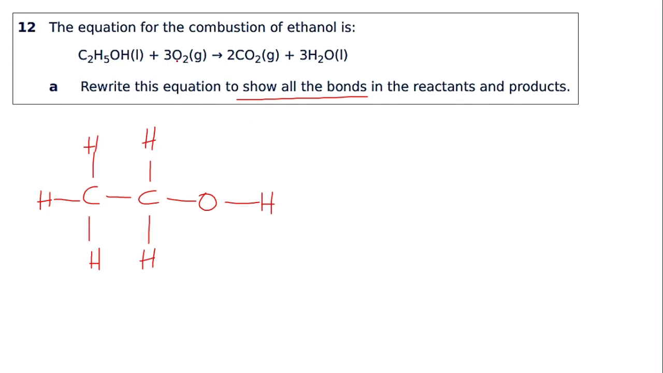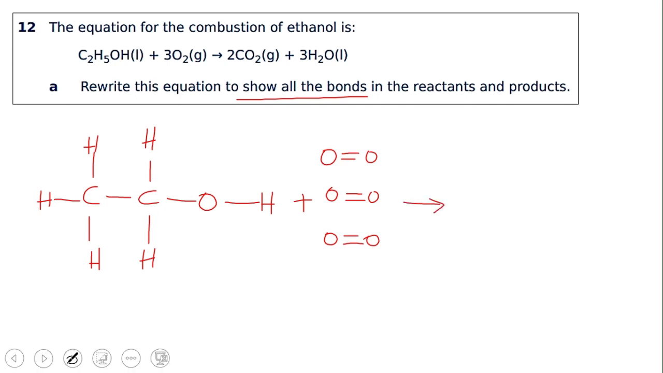Then we have 3 total O2. O2 makes the double bond. So oxygen and oxygen have the double bond, then the second O2, then the third O2. So 3 O2 total we have here. And it is going to make 2 CO2. In carbon dioxide, carbon can make a maximum of 4 bonds and oxygen can make 2 bonds. So one carbon is going to make double bonds with 2 oxygens so that the total bonds can be complete. And we have 2 CO2, so like this we will be having 2 CO2.